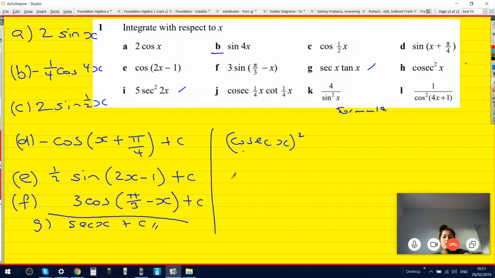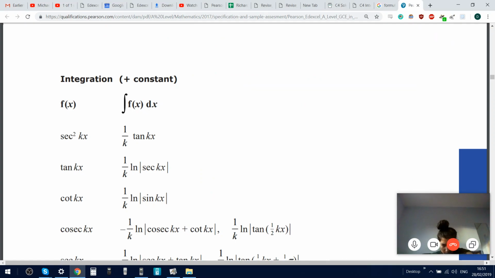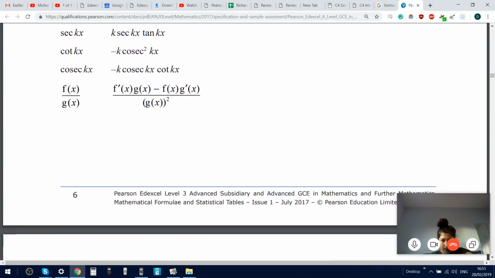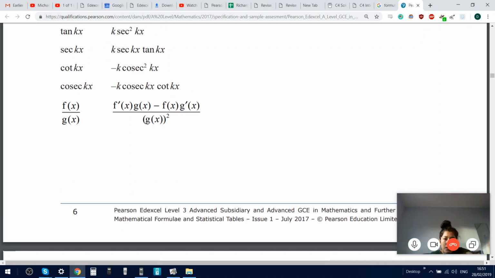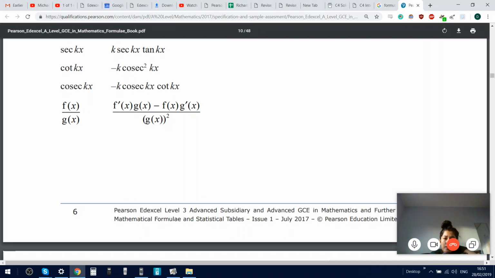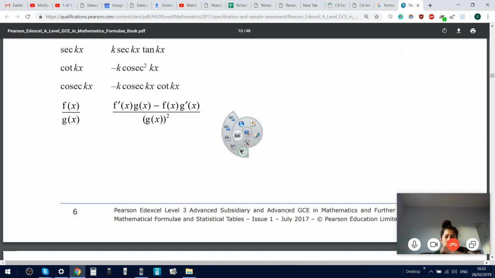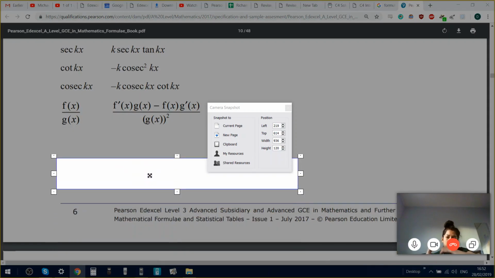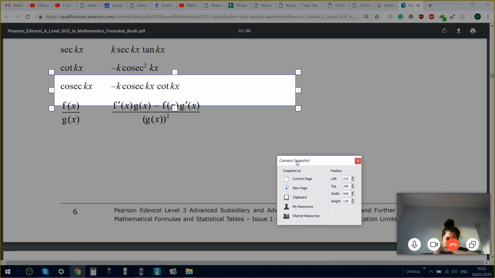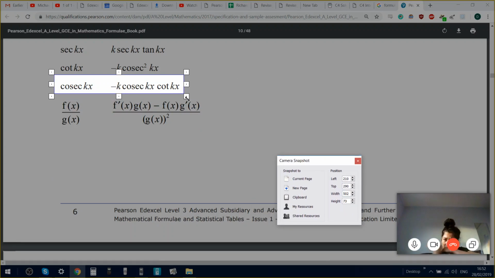So it's gonna be 1 over 3 cosec squared x, whichever way you want to write it. But you actually have to get the derivative of cosec x, don't you? Yeah. Derivative of cosec. Cosec cot x. So minus cosec cot x. So 1/3 minus cosec cot x. To 3. Yeah, cosec x cot x.